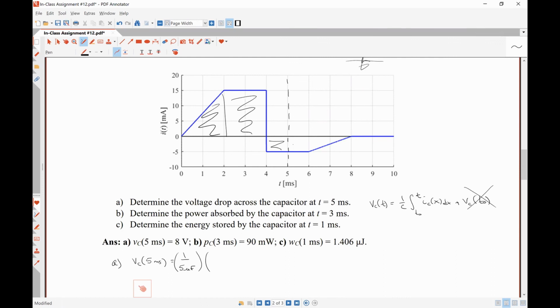Not at all. All right, and it terrifies me that I have to ask this, but I had one summer session where I think 4 of my 11 students didn't know how to find the area of a right triangle. So could somebody tell me what the area of a right triangle is? Base times height over 2. 1/2 the base times the height. So that's going to be a 1/2. The base here is this dimension. So the base has units of 2 milliseconds. And the height is this guy from here to here. So that would have 15 milliamps.